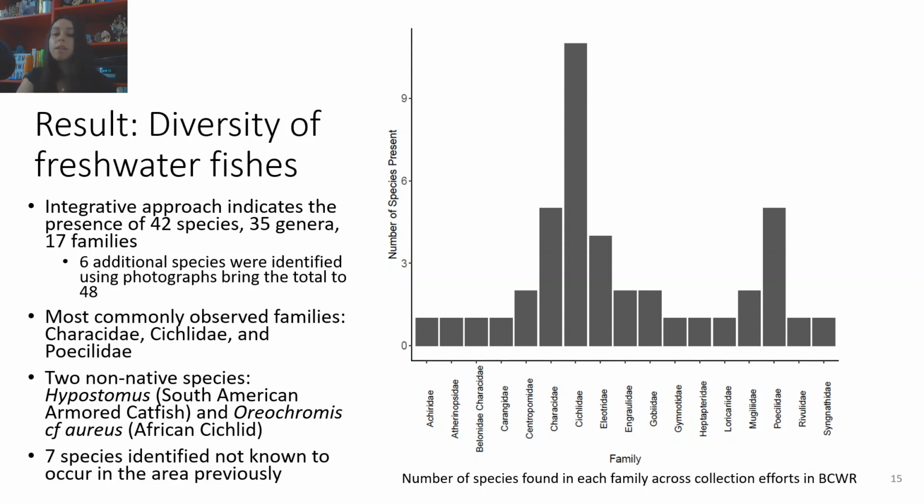The 3 most commonly observed families were the characids, the cichlids, and the poeciliids, and this is in line with other diversity assessments that have been done in other regions of Central America, with these 3 families being the most commonly observed. We also identified 2 non-native species, a Hypostomus, a South American armored catfish, and a species of African cichlid. In addition, our study identified 7 species that were not known previously to occur in the area.